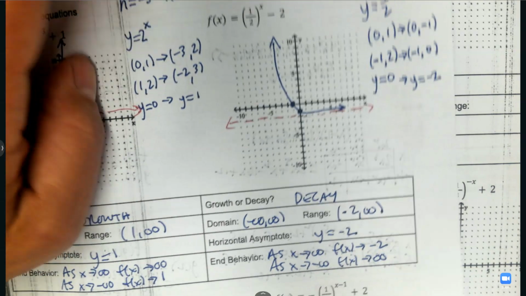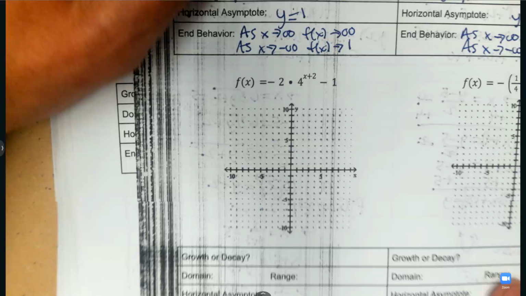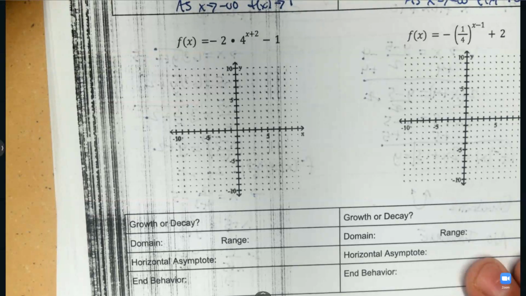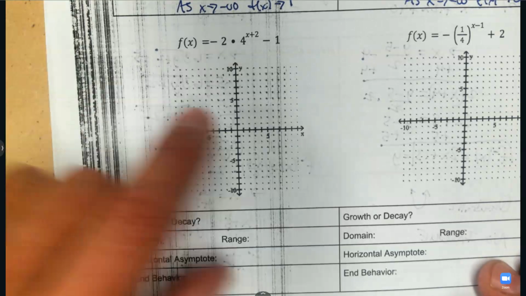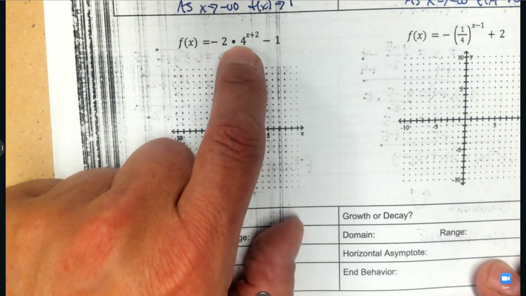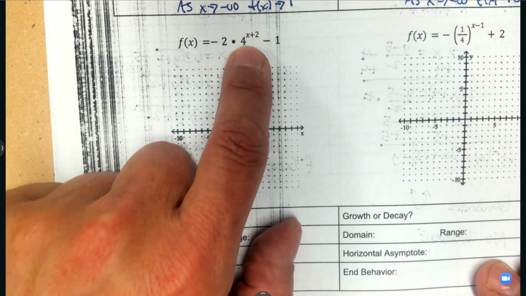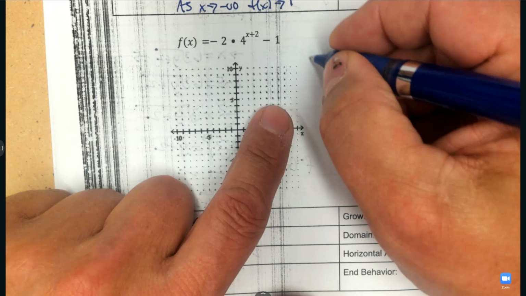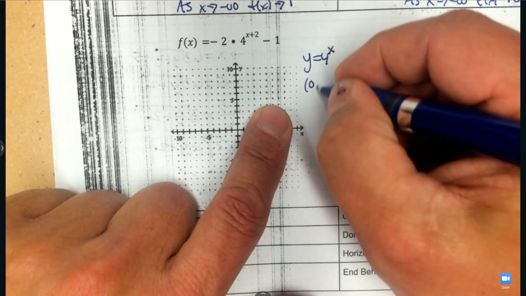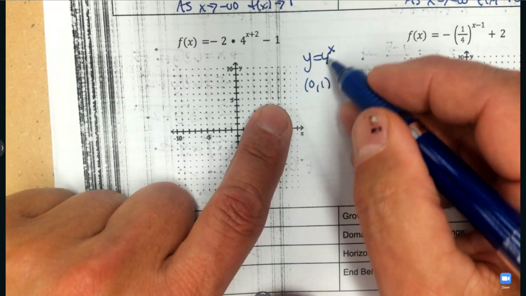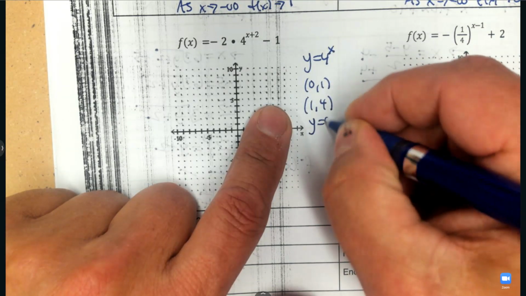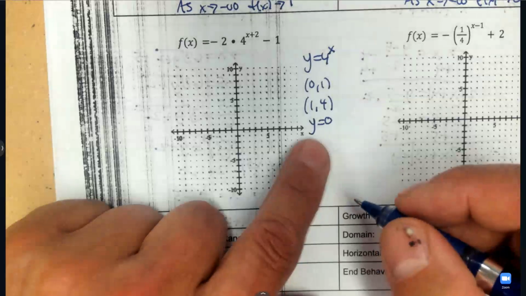All right, try the next one. It's always better, you know, to do it first, and then press play and see if you did it correctly. So again, I want to identify what number is the base. The base is always touching the exponent. They're connected. So the base is 4. So I'm just going to write down 4 to the x, and then 2 points there are 0, 1, and 1, and what the base is, which is 4, and the asymptote, which is at y equals 0.